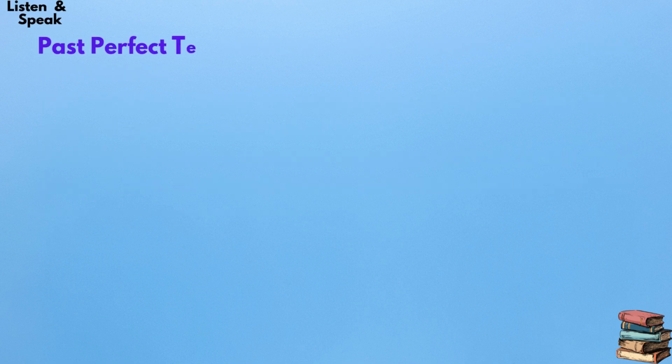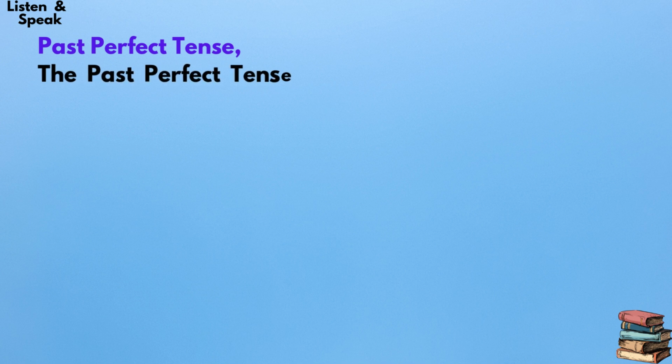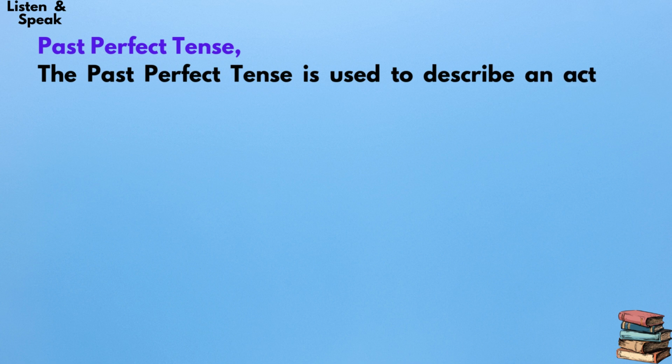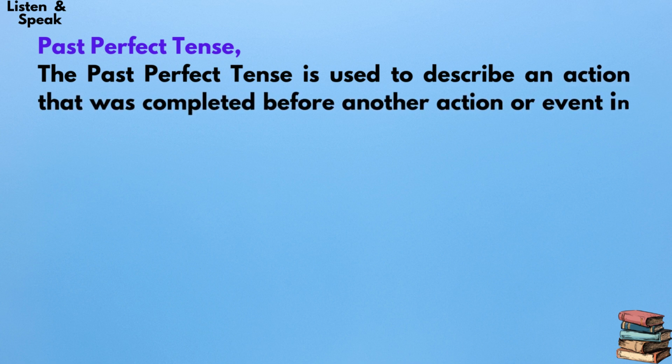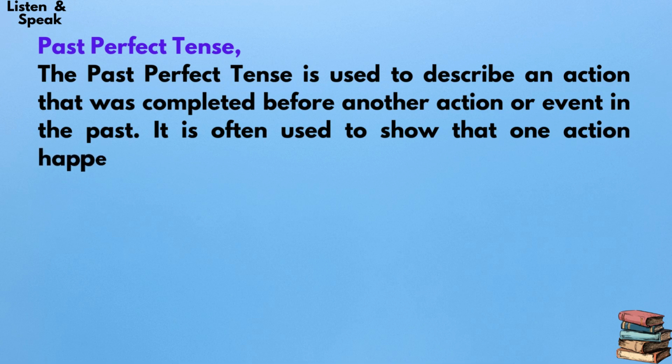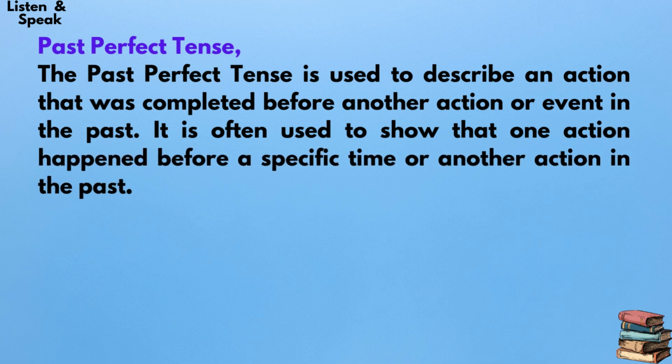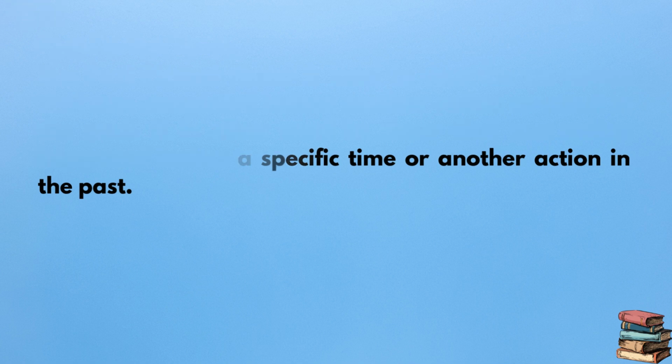Past perfect tense. The past perfect tense is used to describe an action that was completed before another action or event in the past. It is often used to show that one action happened before a specific time or another action in the past.